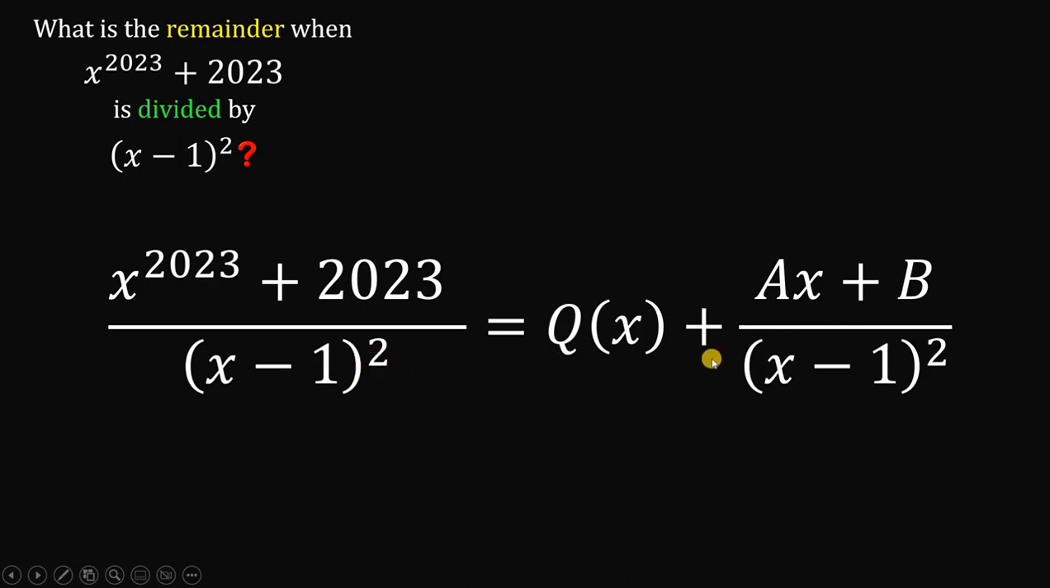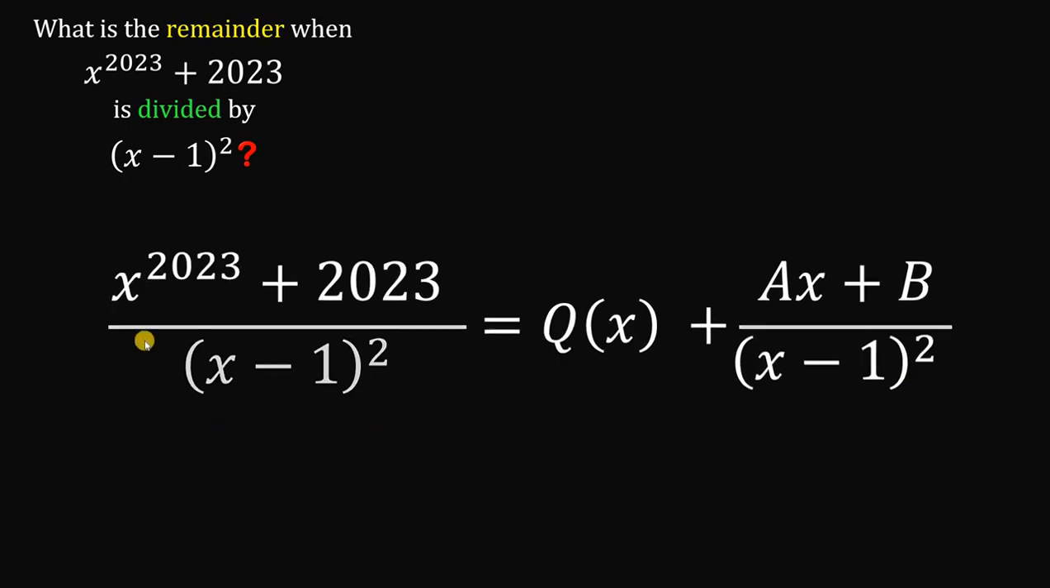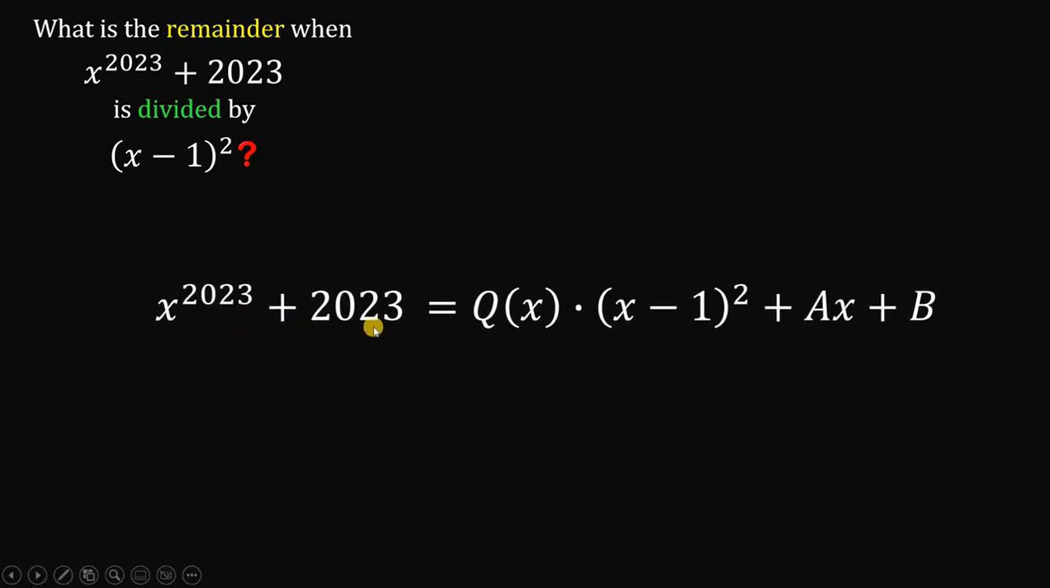So this can be written as q of x plus ax plus b, which is the remainder. This is what we want, all over x minus 1 quantity squared. This is our divisor. Now, what we're going to do here is to eliminate this denominator, x minus 1 quantity squared, by multiplying all of these terms by x minus 1 quantity squared. If we do that, we get x raised to 2023 plus 2023 equals q of x, the quotient that we don't know, multiplied by x minus 1 quantity squared, plus ax plus b.